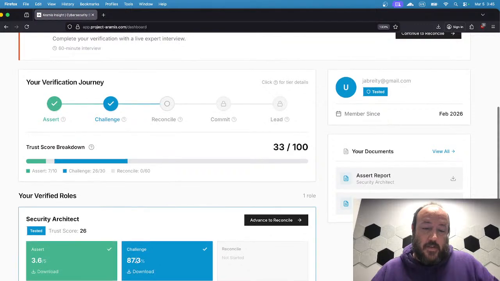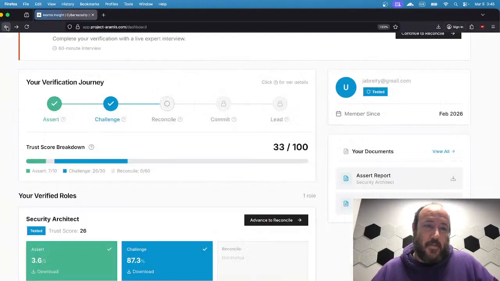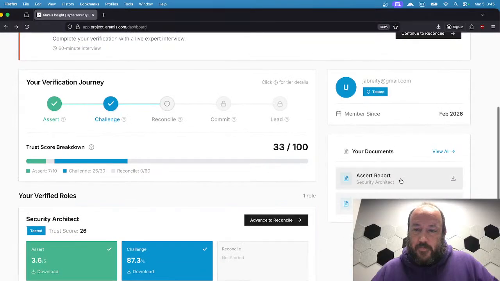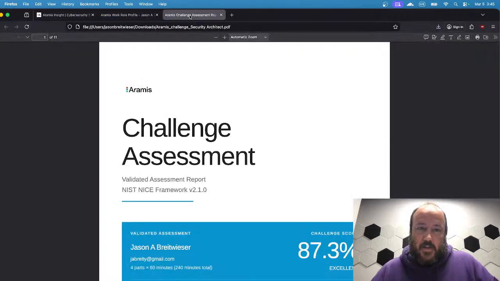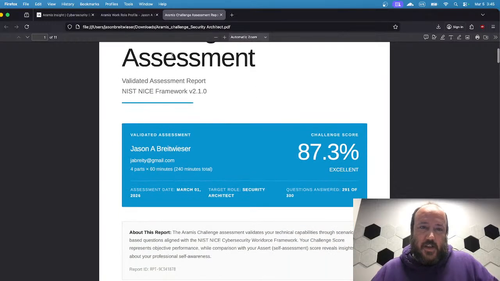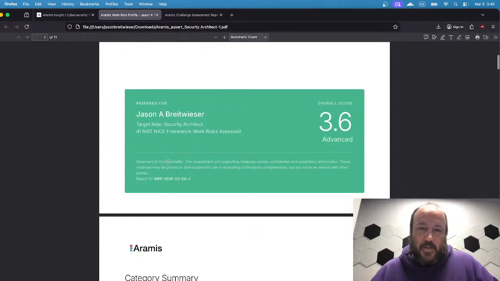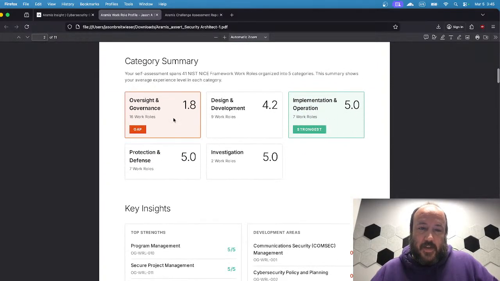So I would definitely say with an 87.3%, let's look at download. I'd have to log back in. So we have the challenge assessment and the work role profile. So overall score was 3.6, which is advanced.